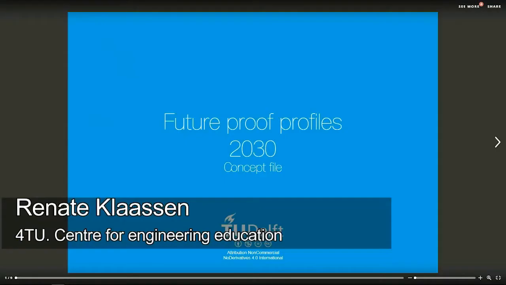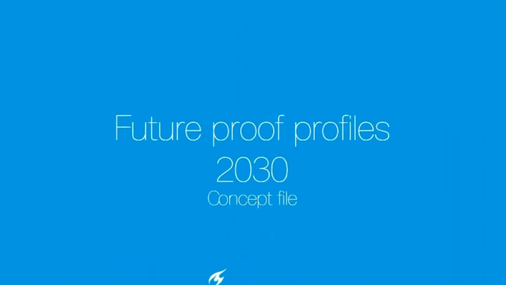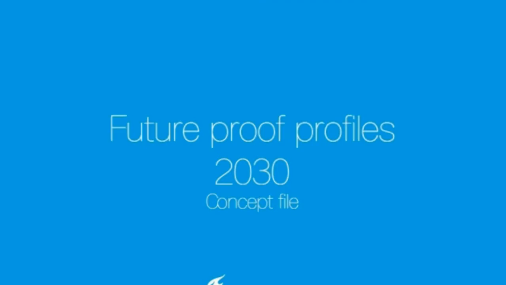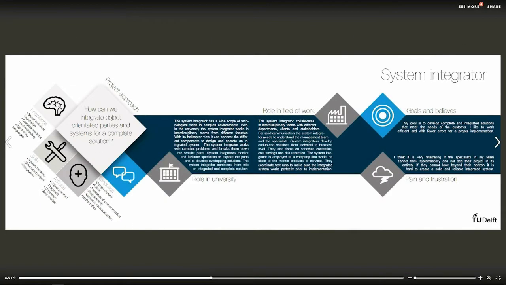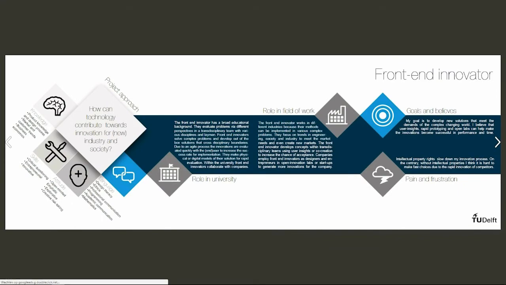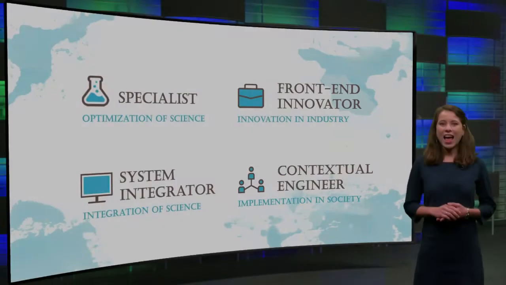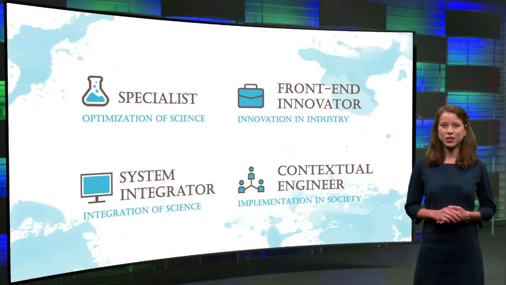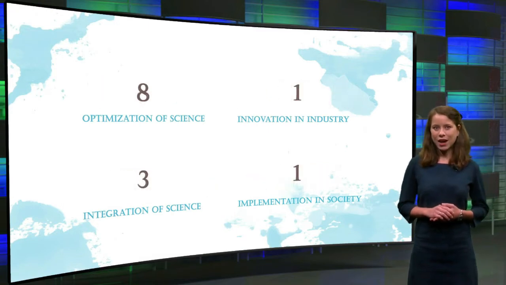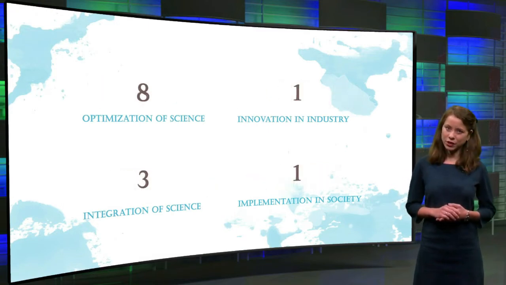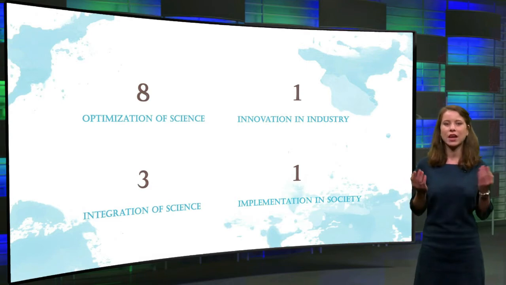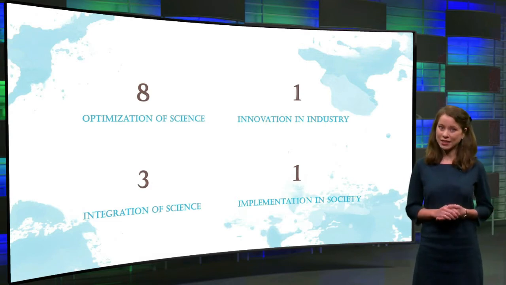The TU Delft has been thinking about a new educational strategy from 2015 onwards, and we have had a think tank to think about future education at TU Delft and what future engineers should learn. After analyzing our team composition with the 4 different engineering roles, we found out that most of us were the type of engineers focusing on integration and optimization of science, instead of focusing on industry and society.